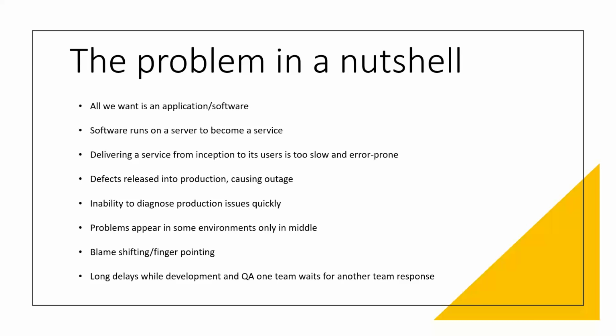Problems appear in some environments only. We don't know in which environment, whether it's dev or stage or testing or UAT, anywhere, anytime it can come. So there will be throwbacks. No, this is a problem with the development team. They developed the wrong code. They put the bug and it went into production. This is all the development team's fault. Then development will come back and say that no, this is a problem with the testers.